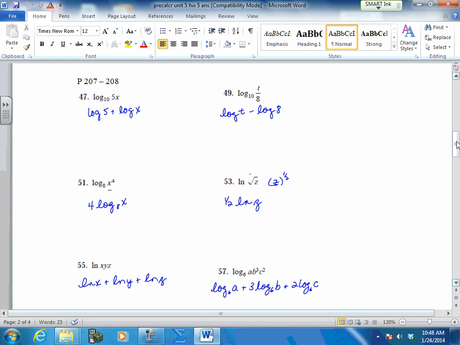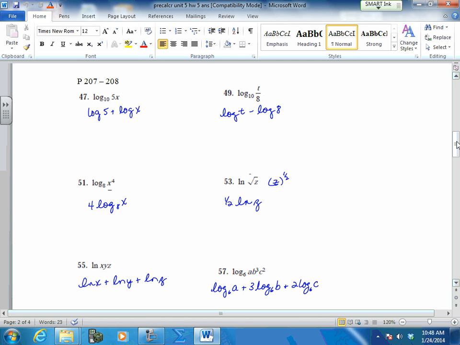Yes? In 51, do we put that lowercase g on there? Yeah, that's the base of the log. Whatever your base of your log is, stays with it. And if we separate them, all of them separate to that.